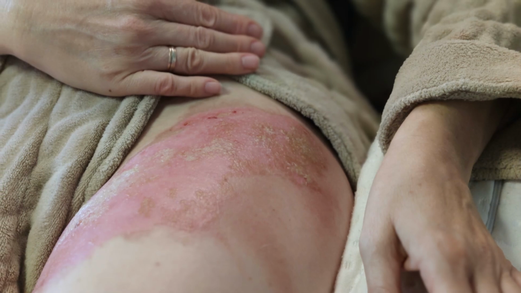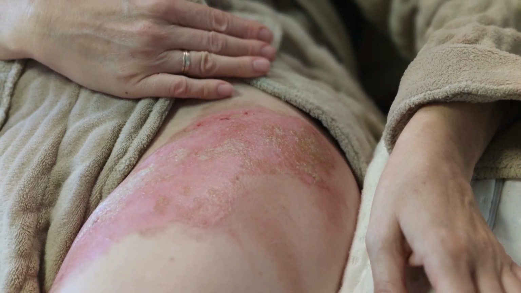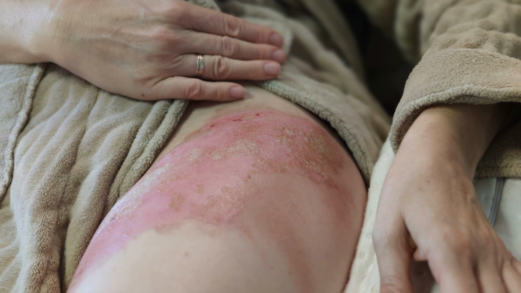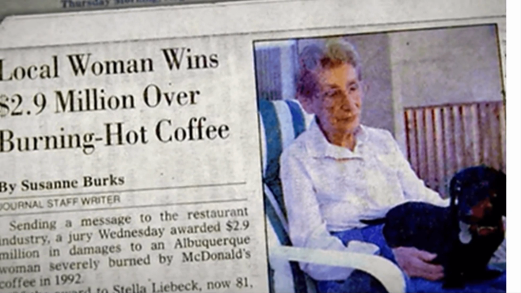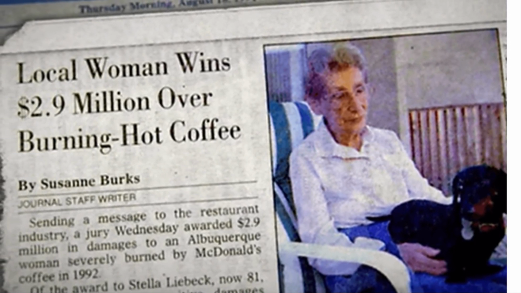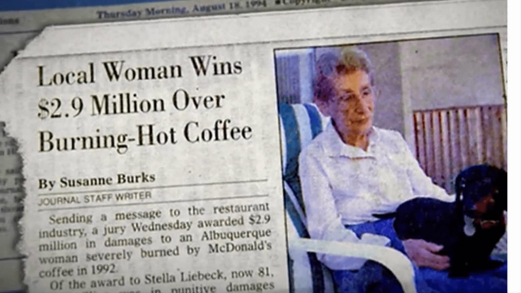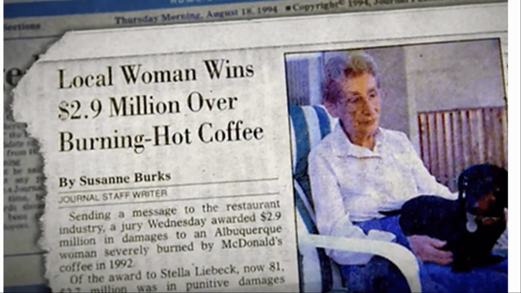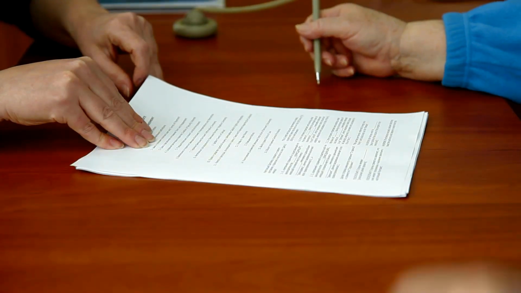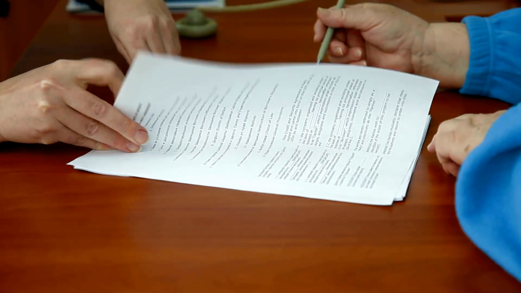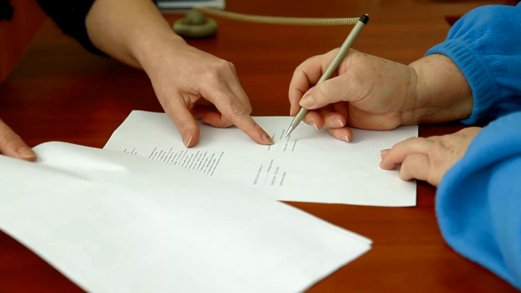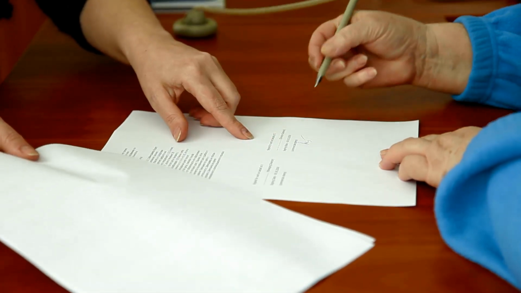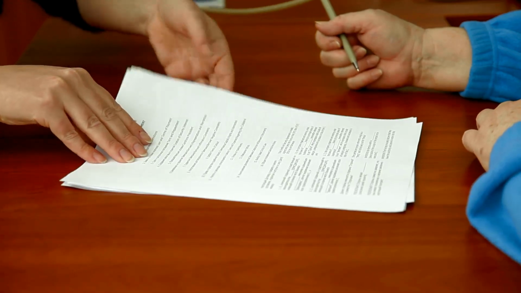However, McDonald's countered with an offer of just $800, a ridiculous amount, which was far from enough to cover her medical bills. When the case went to trial, the jury awarded Stella $160,000 in compensatory damages for her medical expenses and $2.7 million in punitive damages. The judge later reduced the punitive damages to $480,000, bringing the total award to $640,000. Eventually, the parties settled out of court for a confidential amount before an appeal was decided.